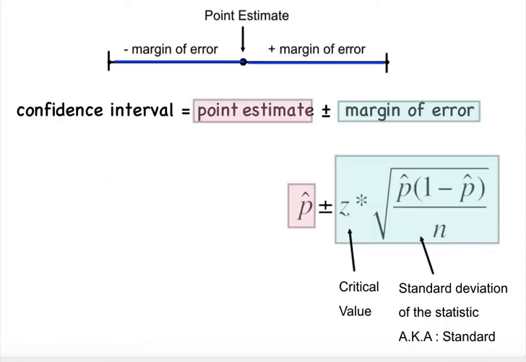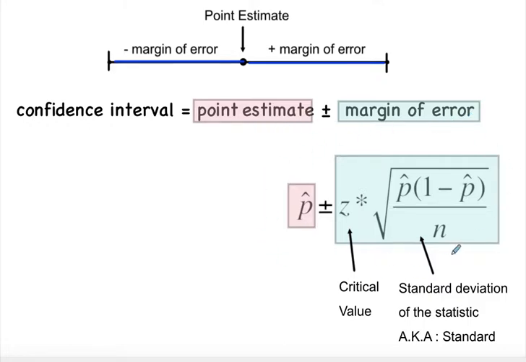So, the formula that we're going to use for proportion problems looks like this. Yesterday we talked about the general idea that you take a point estimate, like our pin in our graph in the back of the room. Then we add or subtract a margin of error, and that gives us a window that we're pretty confident the true population mean or proportion falls in. So here's the formula: point estimate plus or minus margin of error. That's all we did yesterday.